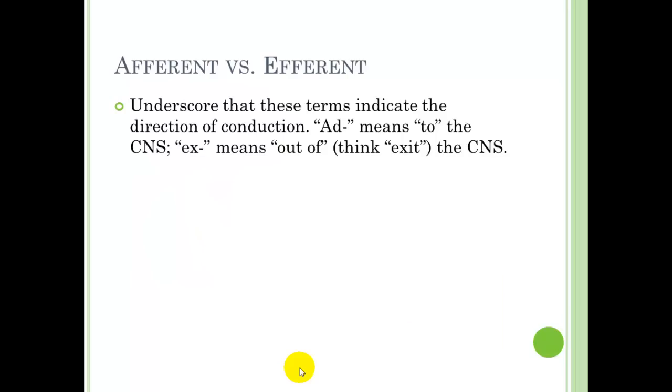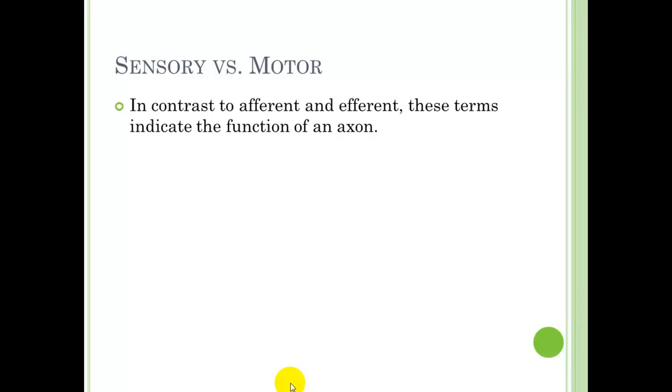Afferent versus efferent. Afferent pretty much means towards the CNS, and efferent means out of the CNS, or exit. E for exit, A for towards. And we'll look at this later. It'll make a little bit more sense here in just a moment. Sensory versus motor. In contrast to afferent versus efferent, or toward, my apologies, in or out of the body, these terms indicate the function of an axon. So either you're going to get sensory input in to the brain, essentially, or you're going to get motor output.